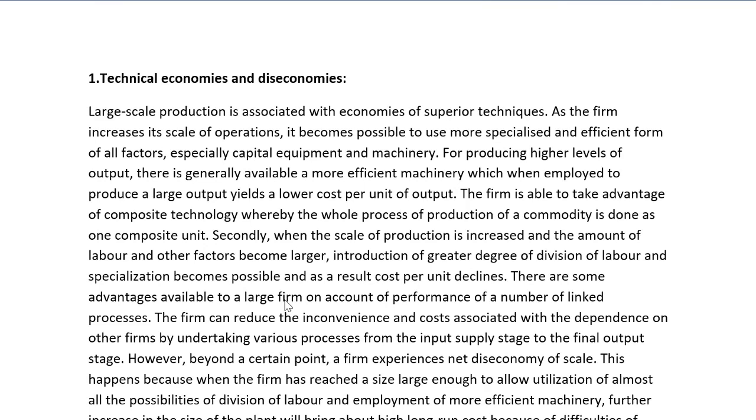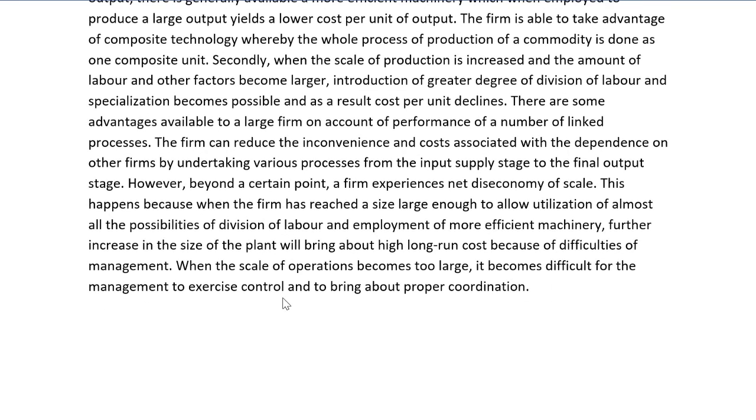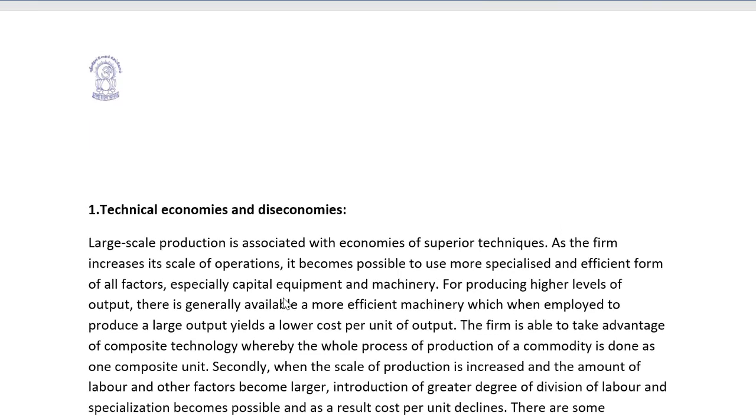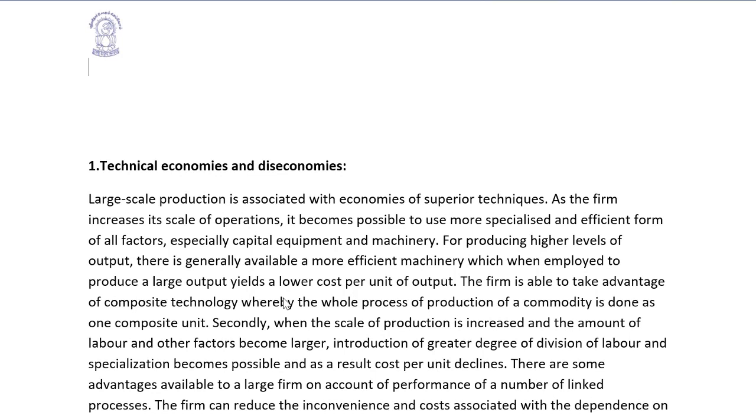We'll begin with technical economies and technical diseconomies. Large scale production is associated with economies of superior techniques, the better methods of production. As the firm increases its scale of production, it becomes possible to use more specialized and efficient forms of all factors, especially capital equipment and machinery.